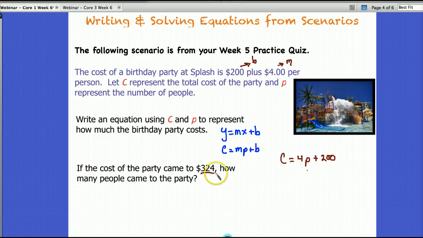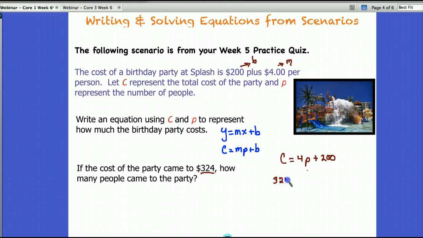But what you're going to do is plug the 324 in for either x or y, in this case C or P, and then solve for the other one. So where's 324 going to go? Is that going to go under C, our total cost, or is that going to go under P, number of people? It's the total cost, because they're not telling us there's 324 people today. They're saying the total cost of the party was 324. Do you see what I'm saying? If they had said there were 324 people, then yes, we would put that under P. But since there's a dollar sign in front of it, they're saying our total cost is 324.